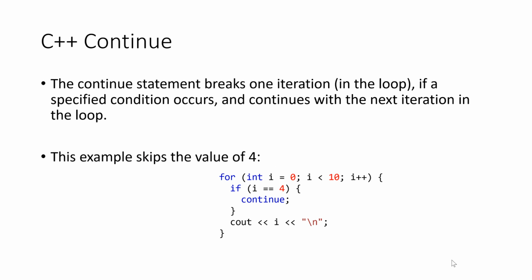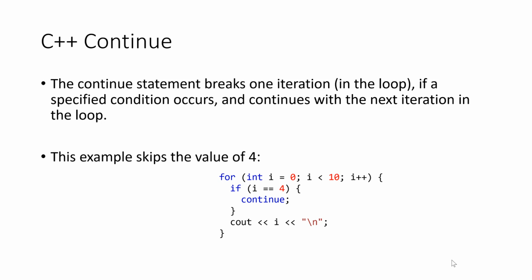There is an opposite statement called the C++ continue statement. The continue statement breaks one iteration in the loop if a specified condition occurs and continues with the next iteration in the loop. For example, skip the value of 4. So whenever we have I equals 4, it will continue to the for loop, and it will skip whatever statement is after it in the for loop.